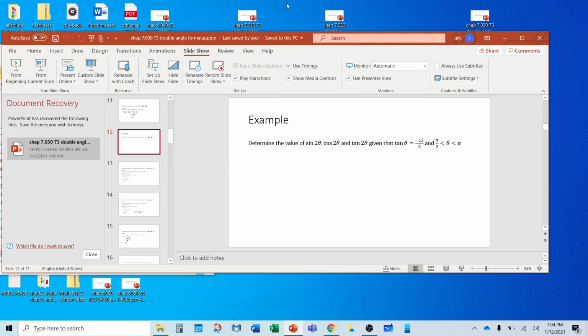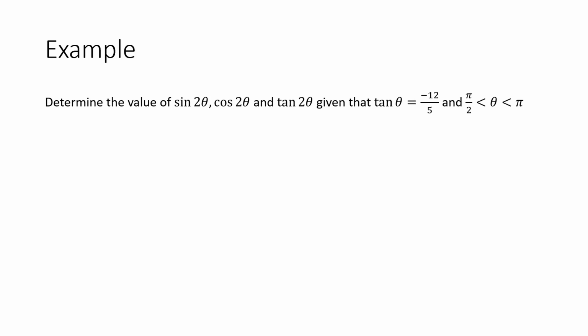In this video, we're going to do an example using double angle formulas. Specifically, we're going to determine the values of sine 2 theta, cos 2 theta, and tan 2 theta if we know that the tan of theta is equal to negative 12 over 5. Before we get too far into this question, a very important part of this question is right here.